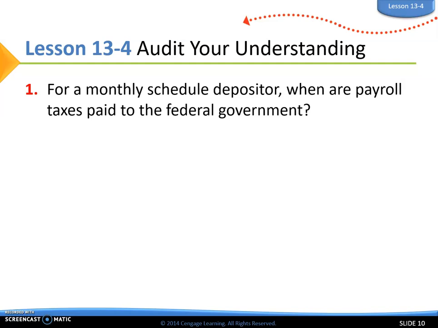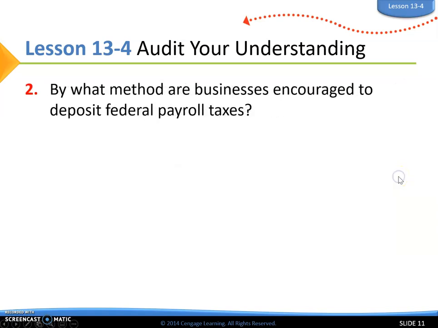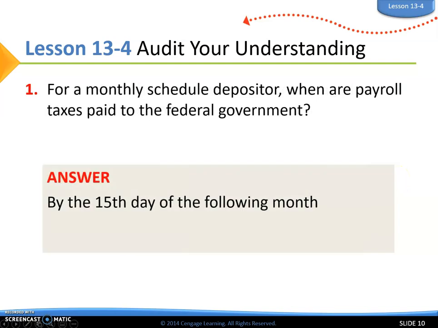Number 1, for a monthly scheduled depositor, when are payroll taxes paid to the federal government? By the 15th day of the following month. By the way, you will need to know that. You will need to know when you are going to be paying those taxes.